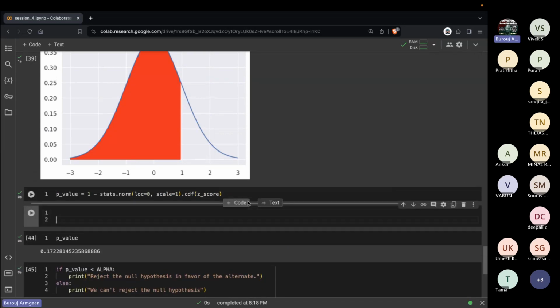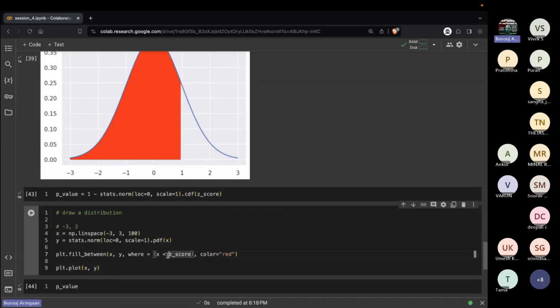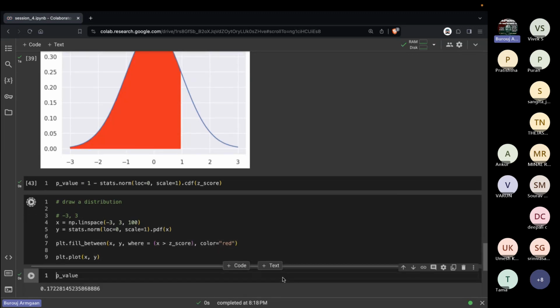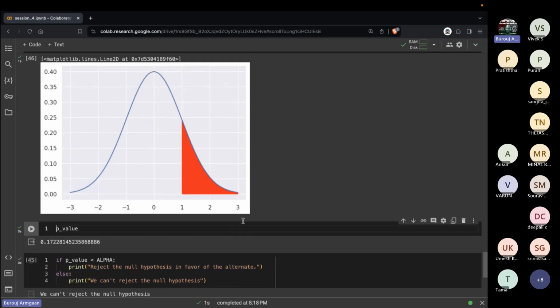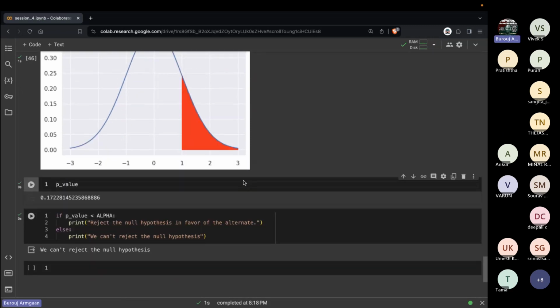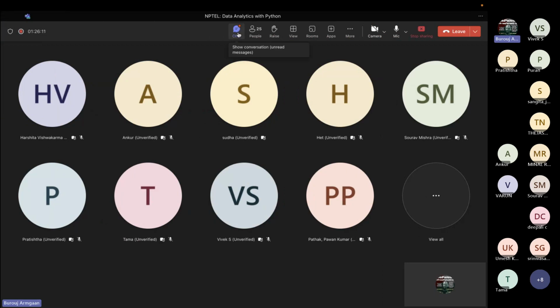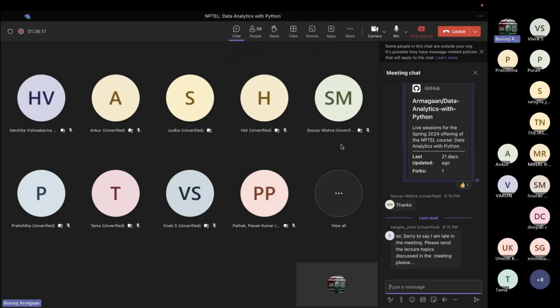Let's just plot it for our sake. So we have this thing here, and this time we say greater than. And we get a plot like this. Does anyone have any confusion with this? So Ankur, was it clear to you? Yes, I got it. Okay.